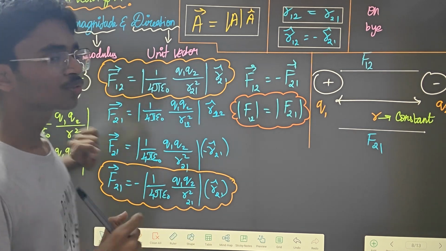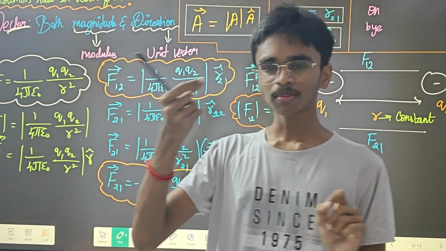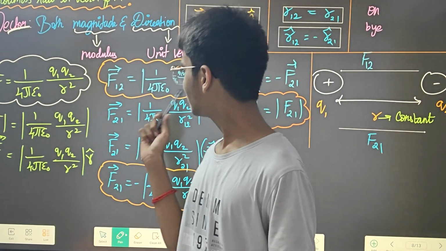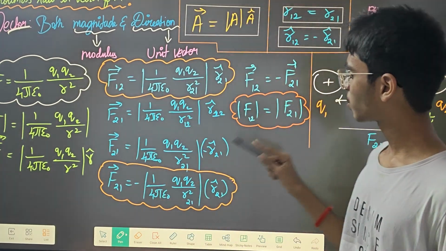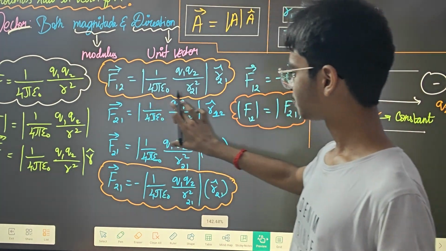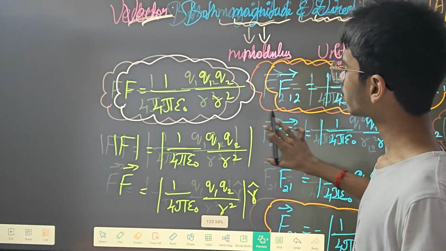So what is the formula for force? Just now we have seen, it is going to be 1 by 4 pi epsilon naught into Q1 Q2 whole divided by r square. I don't know why I have written 1 by 4 pi epsilon naught everywhere; I could have just gone with K itself. So this is the formula for force.